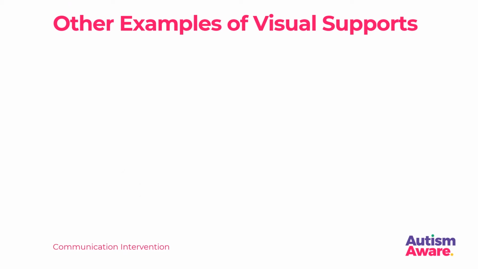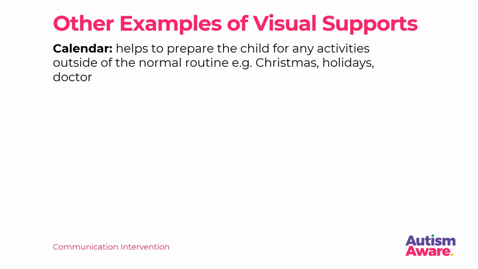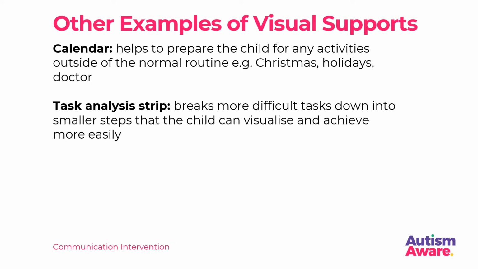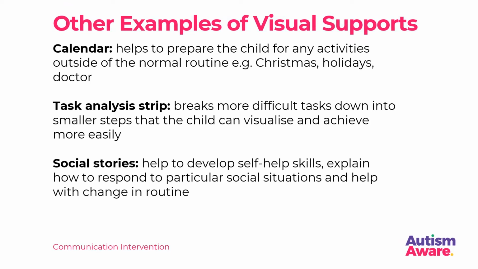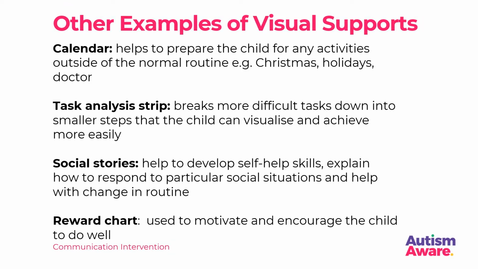Other examples of visual supports include calendar. This helps the child to prepare for any activities outside of the normal routine. Example, Christmas, holidays, or the doctor. Task analysis strip. This breaks more difficult tasks down into smaller steps that the child can visualize and achieve more easily. Social stories. These help to develop self-help skills, explain how to respond in particular social situations, and help with change in routine. Reward chart. These are used to motivate and encourage a child to do well.